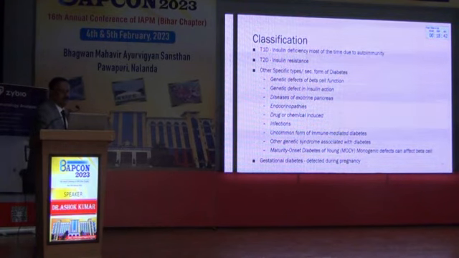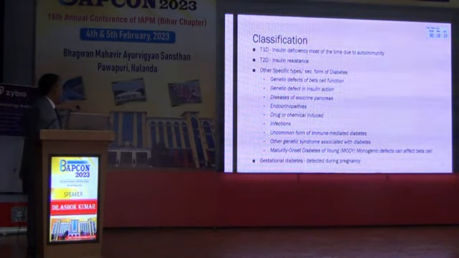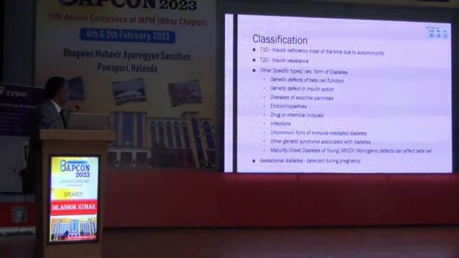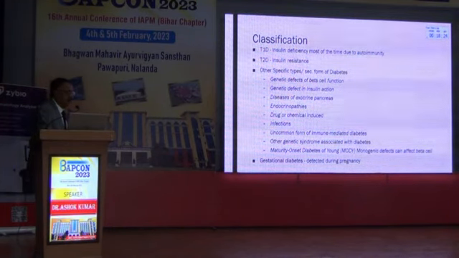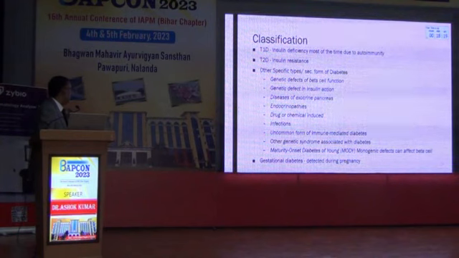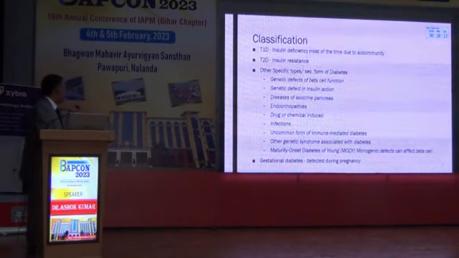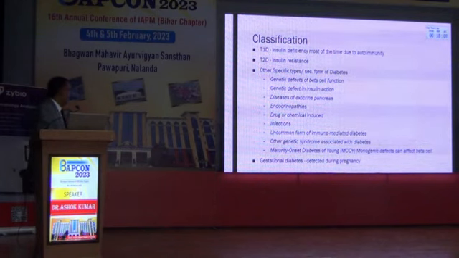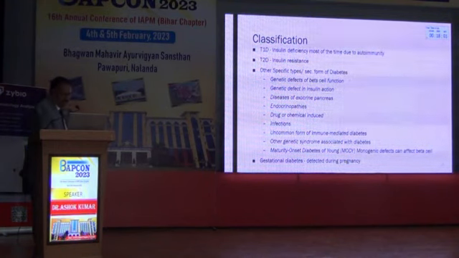Other specific types of diabetes, secondary forms of diabetes: genetic defects of beta cell function, genetic defects of insulin action, diseases of the exocrine pancreas like acute pancreatitis and chronic pancreatitis, endocrinopathy, drug or chemical induced, infections, and uncommon forms of immune mediated diabetes. Other genetic syndromes associated with diabetes, maturity onset diabetes of the young, MODY, monogenic defects that can affect the beta cell, and gestational diabetes diagnosed during the time of pregnancy.